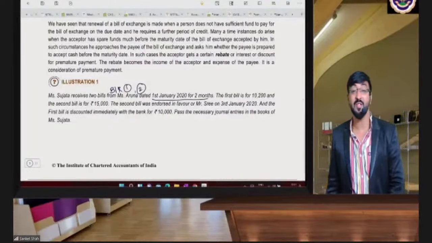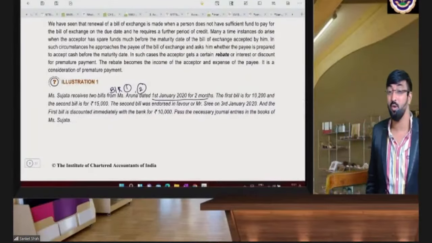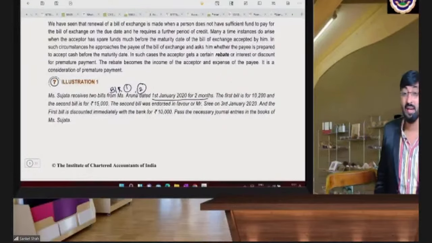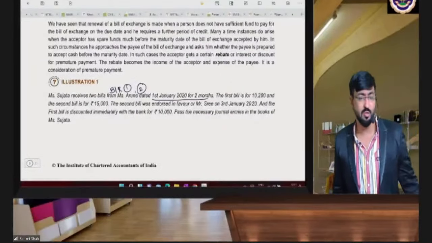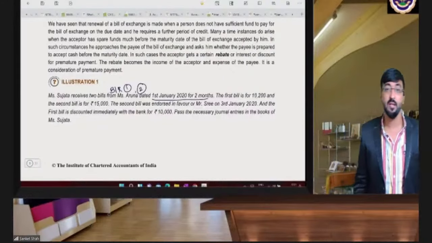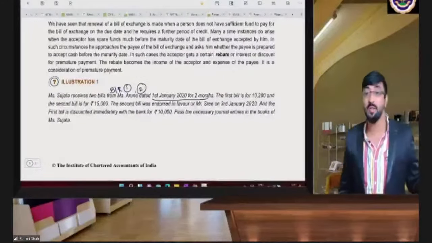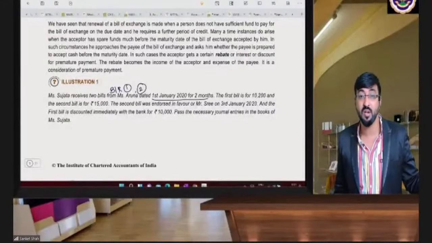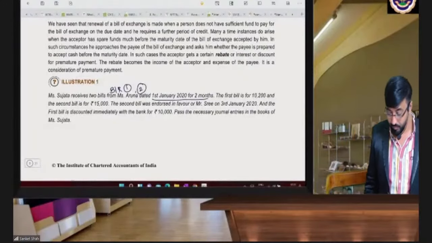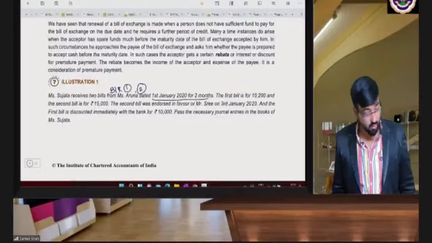So bills receivable 1 and bills receivable 2. There are two bills receivable. The first bill is of 10,200 and the second bill is of 15,000. So I'm going to explain you one concept. In the question itself, I'm going to explain you some concepts. The second bill was endorsed in favor of Mr. Sri.